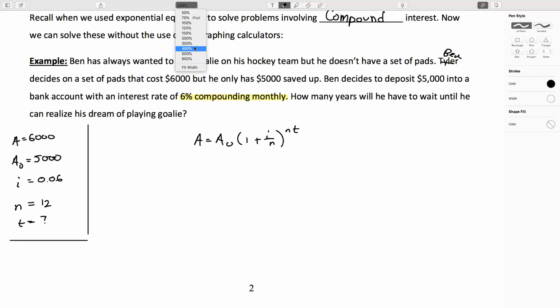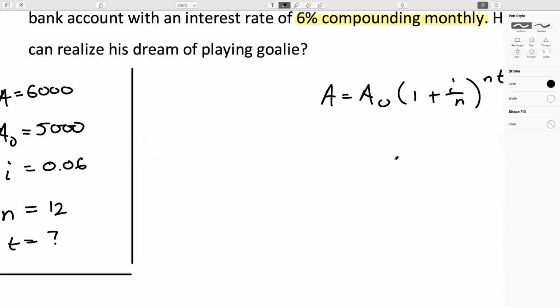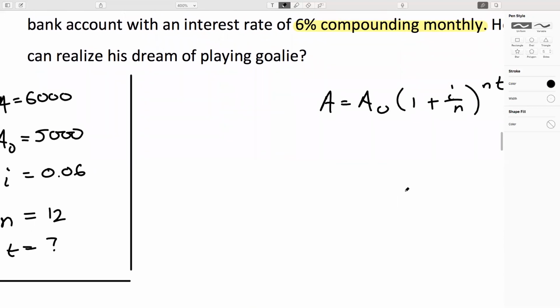I'm just gonna zoom in a little bit. All right, so A is $6,000. That equals A naught, which is $5,000, times 1 plus 0.06 over N, which is 12, to the power 12 times T.